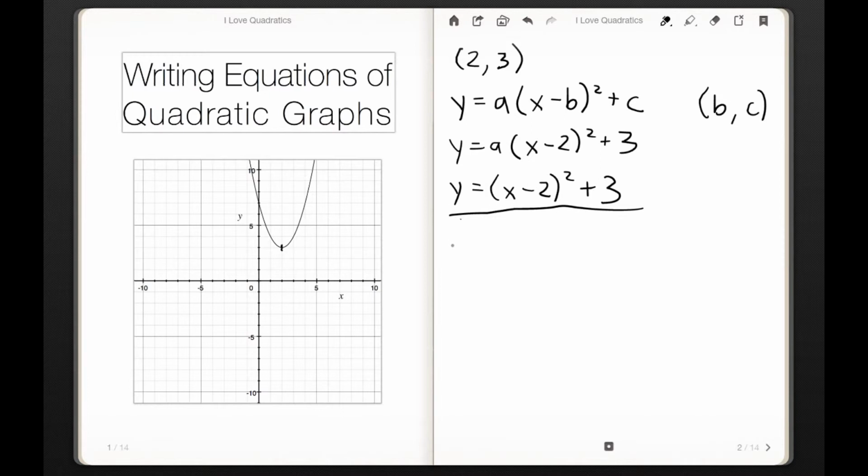There is one more thing we want to do, though. We want to put it in standard form, the form ax squared plus bx plus c, since that is what you'll normally see a quadratic starting in. So if we did that, we're just going to simplify this out. This is going to be x squared minus 4x plus 4 plus 3. So the standard form will be x squared minus 4x plus 7. So that's going to be our final answer.